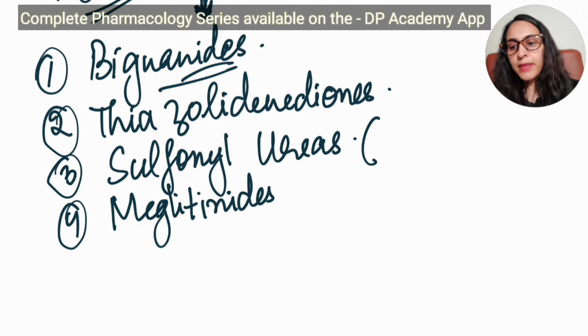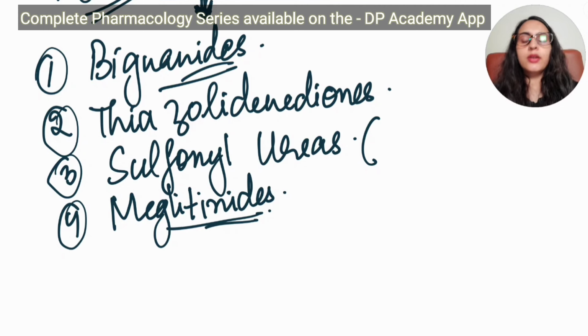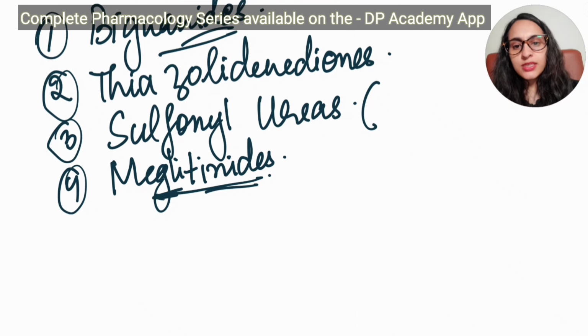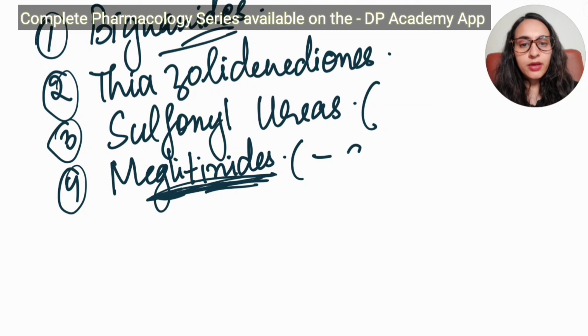meglitinides. Meglitinides are the drugs that end with glinides. For example, nateglinide, repaglinide. As the name suggests, glinides, they end with glinides. You can remember, they end with glinides.